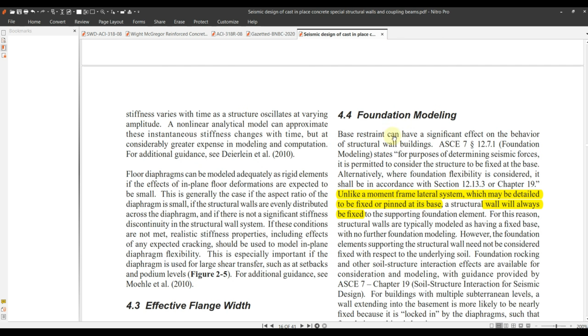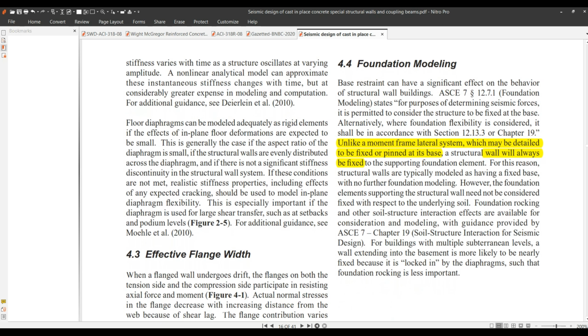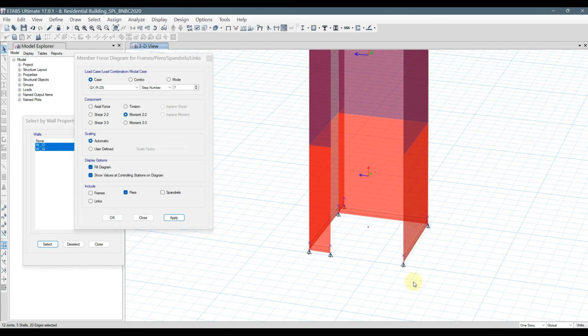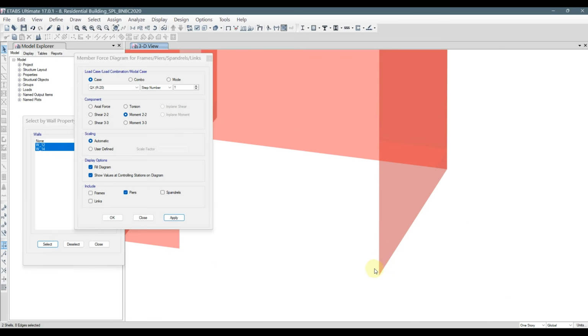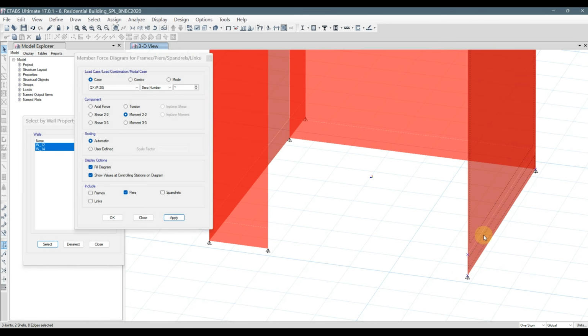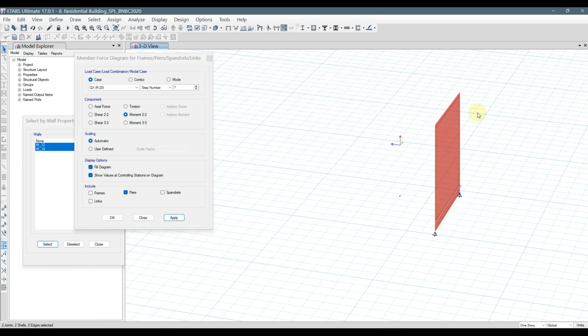Foundation modeling is a very important topic here. Whatever support condition you consider below a foundation actually matters. If you consider a fixed foundation, then your wall is going to resist some out of plane bending moment as well. If you provide a pin foundation, your wall will not resist the out of plane bending moment. By out of plane bending moment, I mean each segment. Say if I consider this selected segment, this wall will not resist an out of plane bending moment.